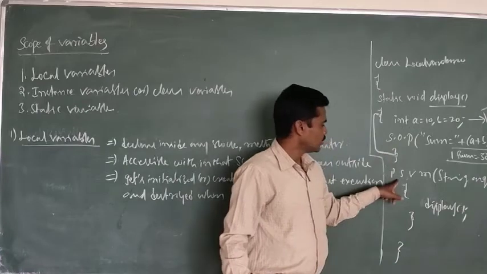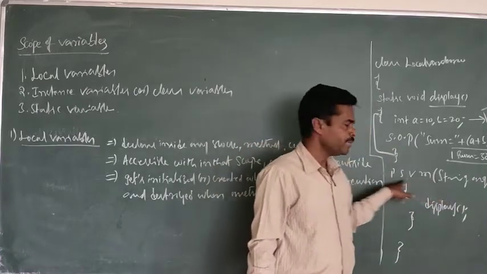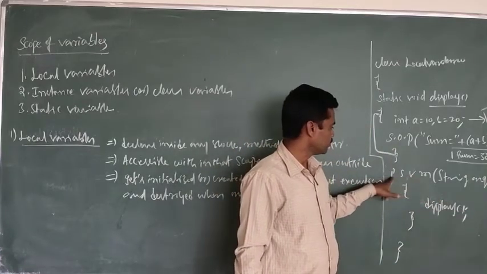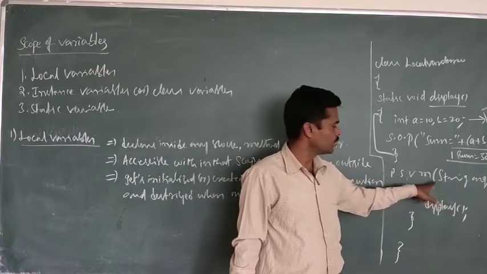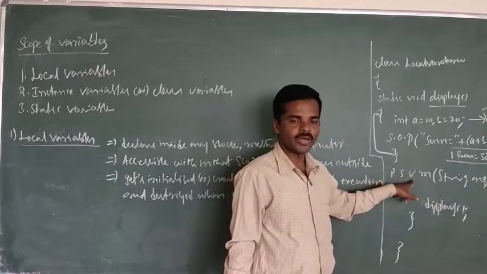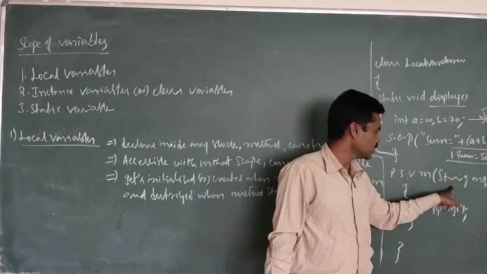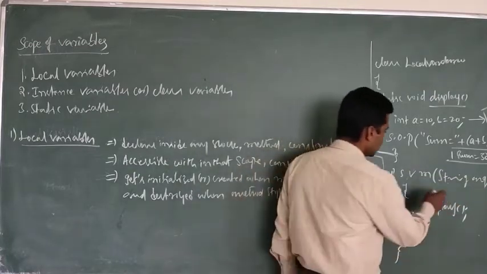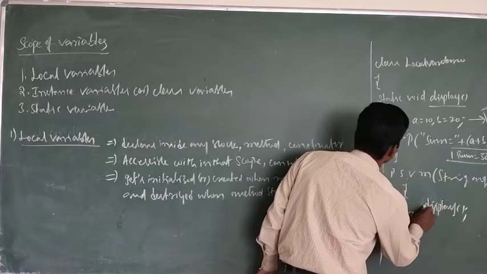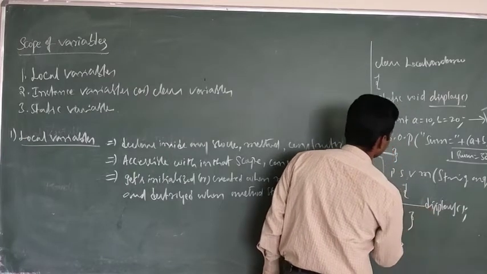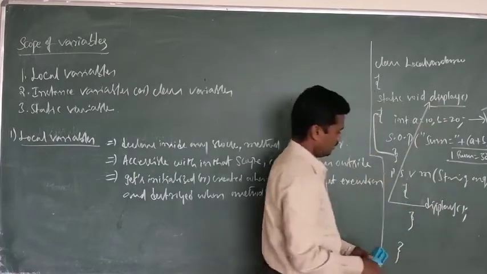Then the public static void main method. The main method always comes with public static void. This method has one argument, args, of type String. From the main method we are calling the display method.